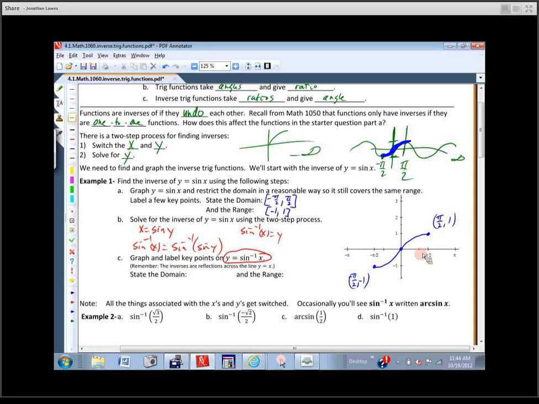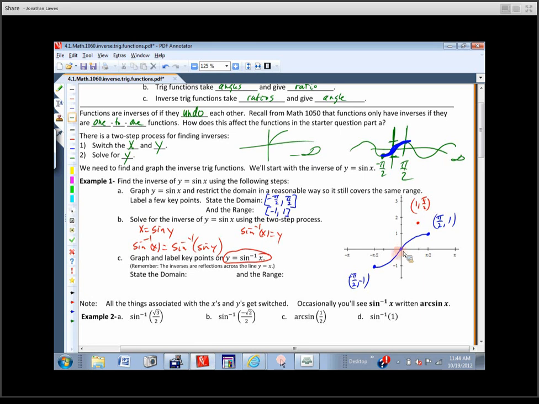So 1 is right here. Remember, pi halves is about 1.5, so 1's about right there. That mark's not stray, it's there for a reason. So that's 1, and then we're going to put this up here at pi halves, so about 1.5, about right there. So on sine inverse, we've got 1 comma pi halves.